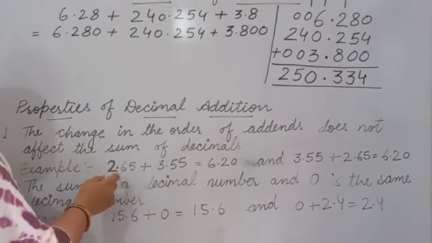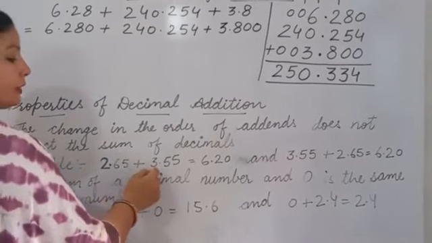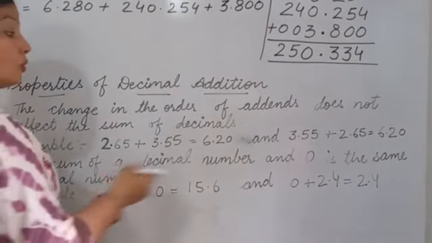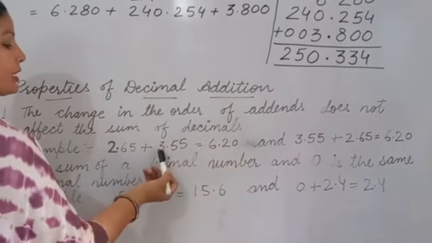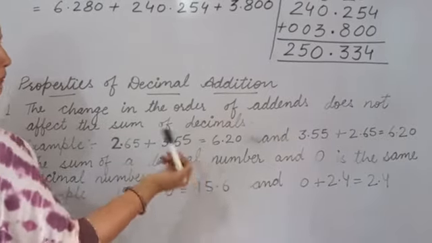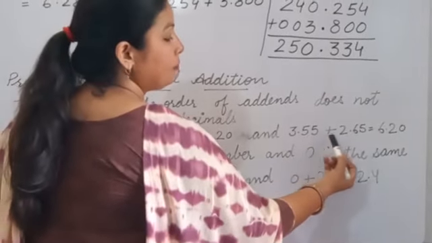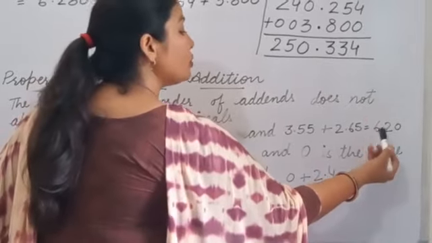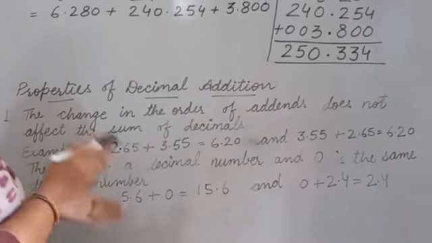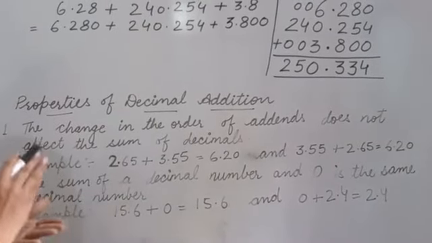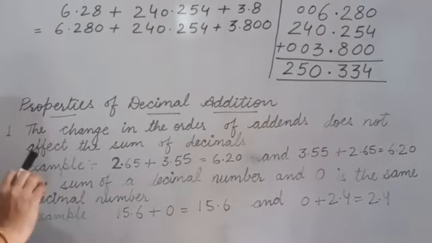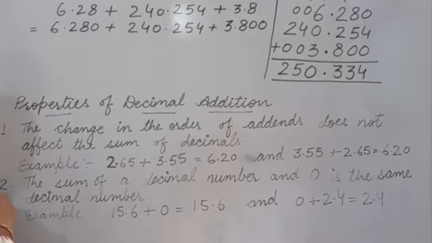Okay, you can see that 2.65 plus 3.55 equals 6.20. So if we change the order, now the second number on the first place and the first on the second, here 3.55 plus 2.65, then also your sum will remain the same, that is 6.20. It means if we change the order of addends, the sum will not change. There is no effect on the sum.